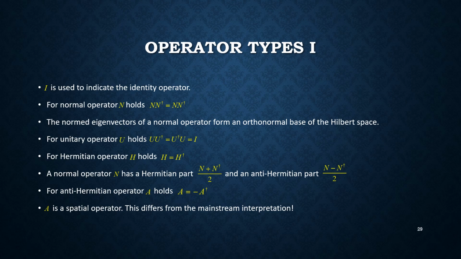I is used to indicate the identity operator. For normal operator n holds. The normed eigenvectors of a normal operator form an orthonormal base of the Hilbert space. For unitary operator U holds. For Hermitian operator H holds. A normal operator n has a Hermitian part and an anti-Hermitian part. For anti-Hermitian operator A holds. This is a spatial operator, and differs from the mainstream interpretation.